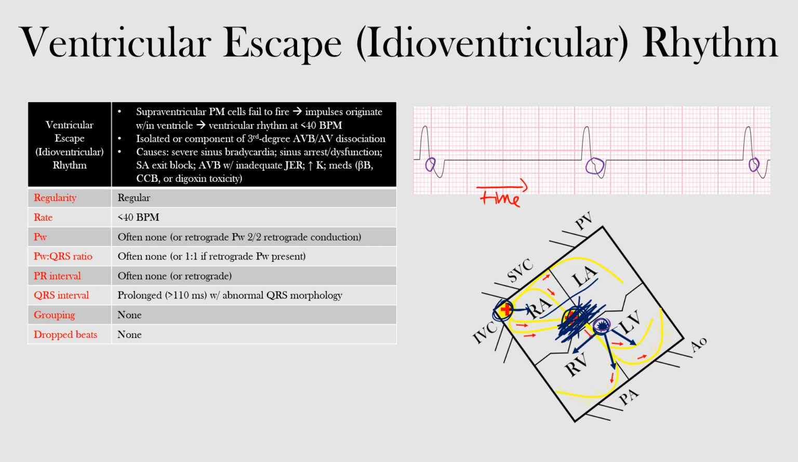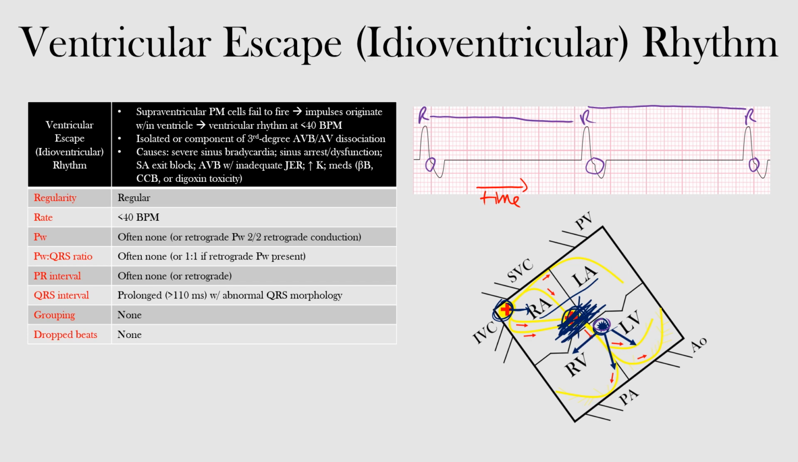Another thing to realize here is that this is a regular rhythm, meaning that the intervals between each complex are consistent throughout. So when we talk about our intervals, let's look at our R waves. We're saying that the intervals from each R wave will be the same in these ventricular rhythms. So we have a regular rhythm going on here.